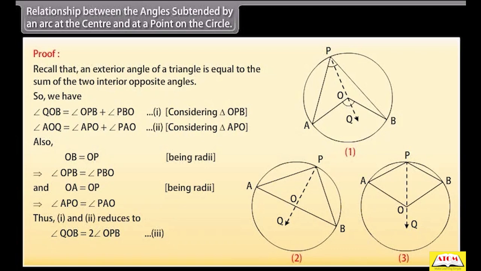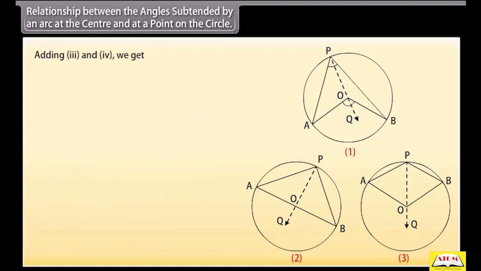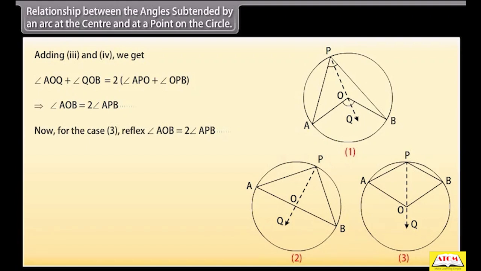OPB, 3. Angle AOQ is equal to 2 angle APO, 4. Adding 3 and 4 we get angle AOQ plus angle QOB is equal to 2 into angle APO plus angle OPB. Similarly, angle AOB is equal to 2 angle APB. Now for the case 3, reflex angle AOB is equal to 2 angle APB, hence proved.